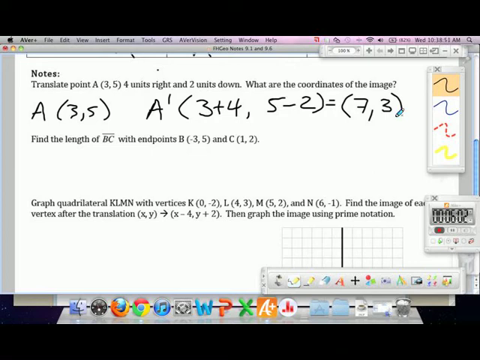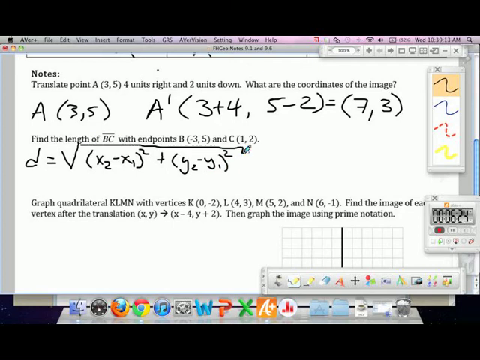So, as a quick reminder, if we want to find the length or the distance of this segment BC, the distance formula, for those of you that don't recall, is the square root of the subtracted x's squared added to the subtracted y's squared. So if I want to find the length of BC, I subtract the x's, subtract the y's, square them, add them together, square root.